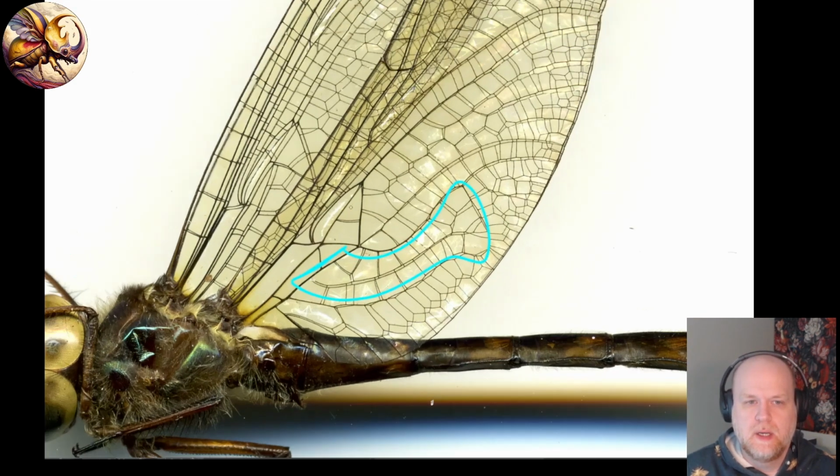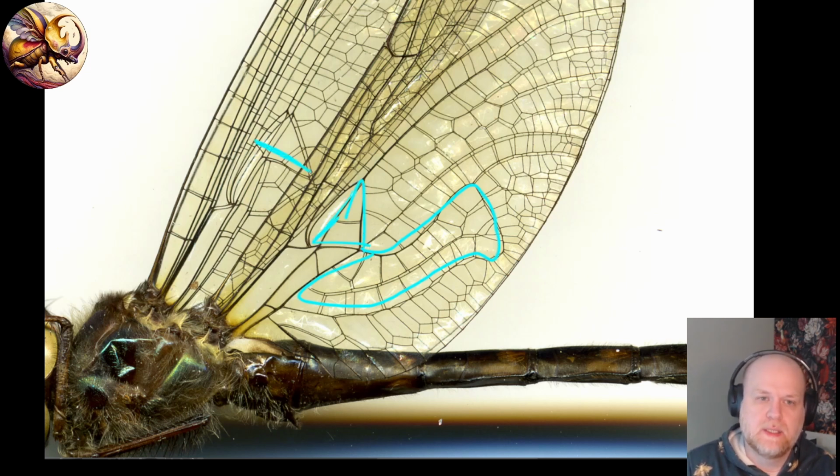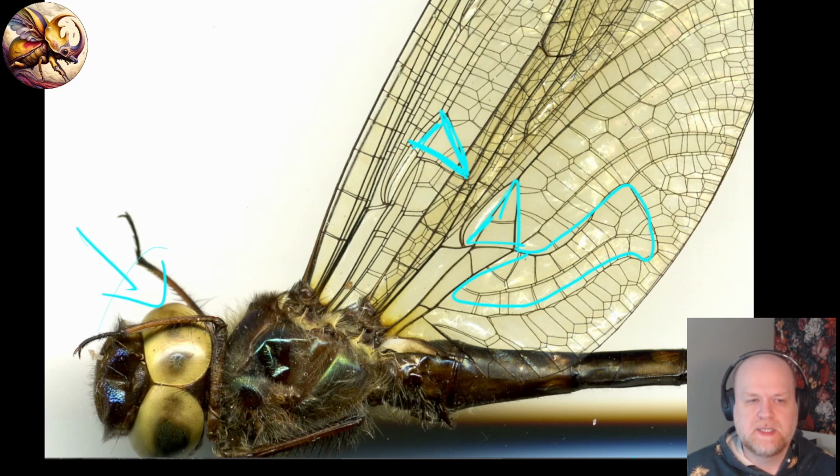So let me zoom in here. So this is the anal loop, and it's kind of blunted. It's kind of a rounded or cut off structure. And then above that you have one triangle, and then the other triangle is up here. When the wings are stacked like this and you get the double lines, it can be a little confusing, but try to see as best you can.